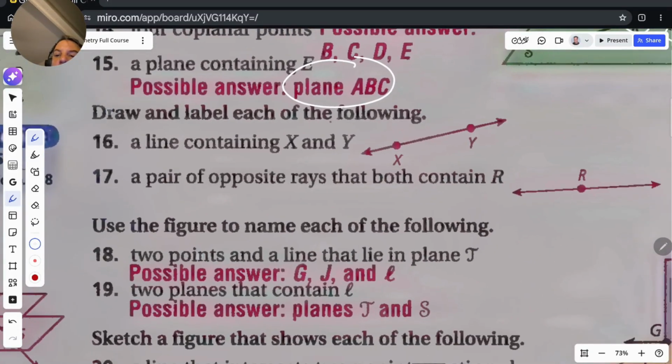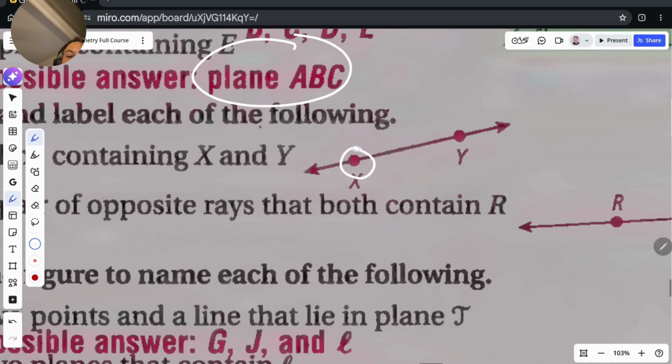Draw and label each of the following. Number 16, a line containing X and Y. So we have 2 dots here labeled X and Y, with a straight line going through both of them with arrows at both ends. All right, so again on question 16, you'd want to draw a straight horizontal line, mark a dot near the left and label it X, mark a second dot near the right and label it Y, and then put arrows on both ends. Now above the drawing, we can write line XY.